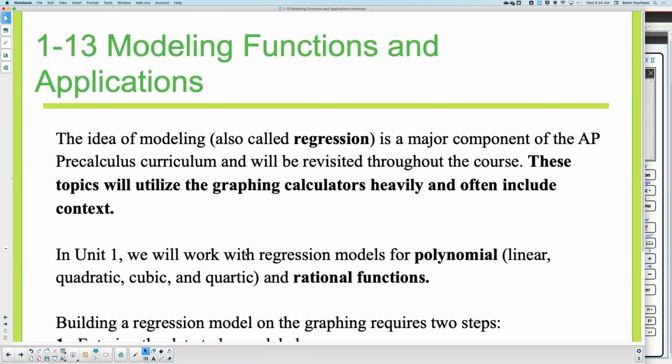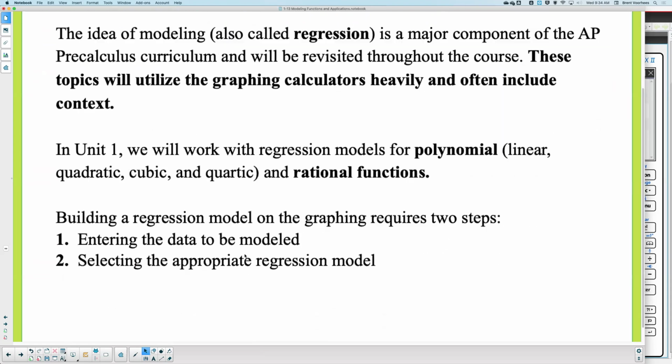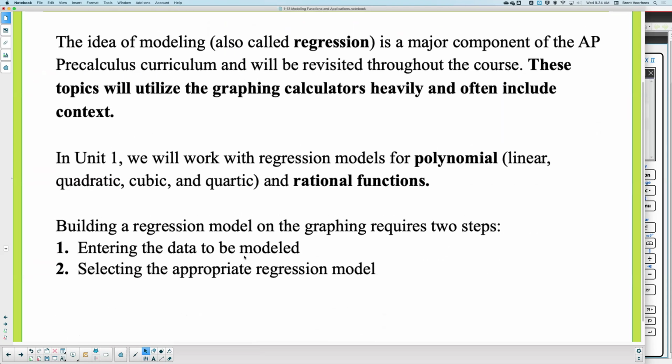First, the idea of modeling, what we're going to be doing today: given data, we're going to model the data with an equation. They're not going to give us an equation today. We're going to come up with an equation. That's what we call a model. The idea of model or regressions is a major component of the pre-calculus curriculum. You can read over that.